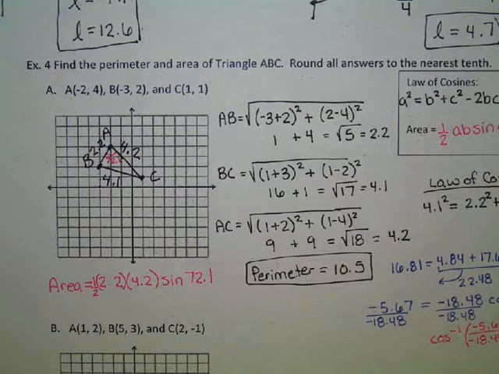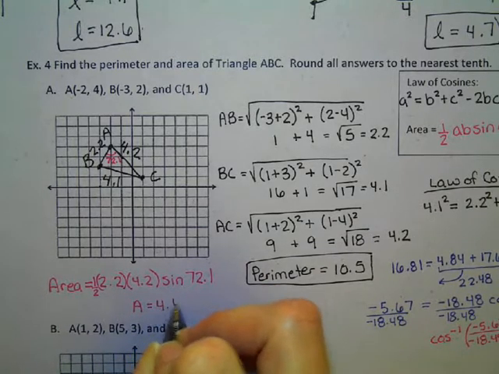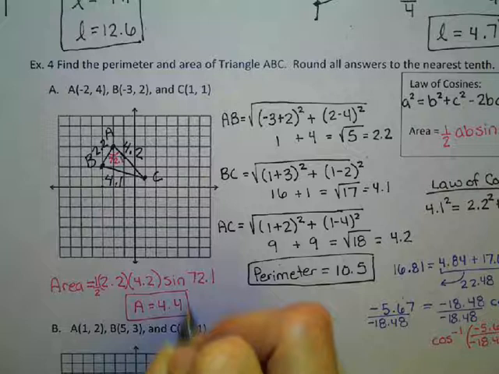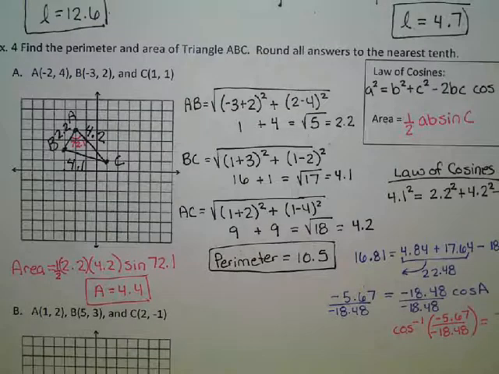And then we're going to take half of that. So I guess I can put the 1/2 in front, or divide it by 2. We wrote it over 2 sometimes anyways. 0.5 times 2.2 times 4.2 sine 72.1. I have an area of about 4.4.